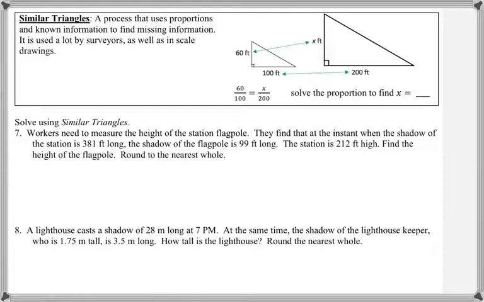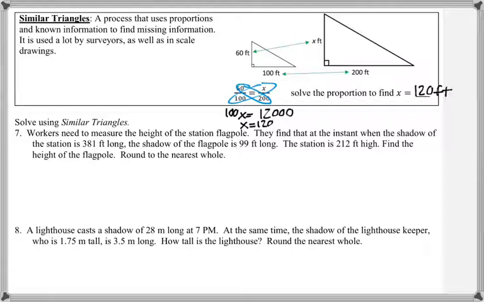So with proportions, you do the cross products. So that's going to get you 100x is equal to 12,000. And then divide 12,000 by 100. And x is equal to 120. So this will be 120 feet. And that should make sense because the 200 feet, that is double the 100 feet. So this side should be double the 60 feet, and it is.